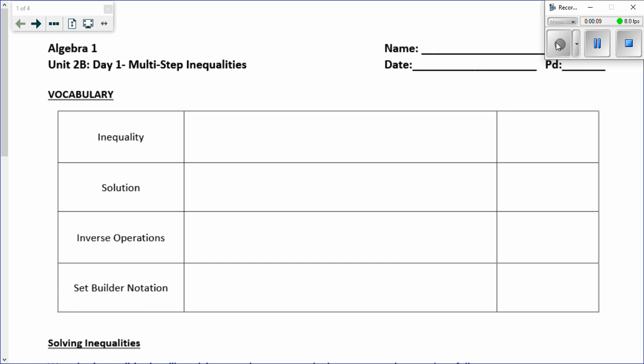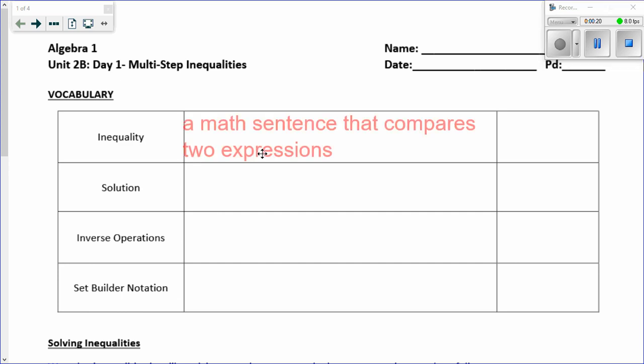So the second half of Unit 2. We are doing inequalities this unit, so we're going to start with multistep inequalities. Let's go through some vocab first. An inequality is a math sentence that compares two expressions. And here's an example.